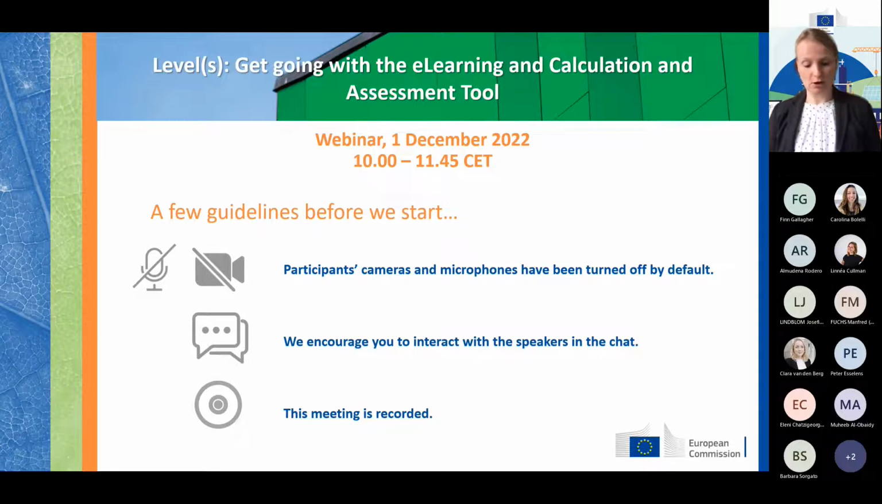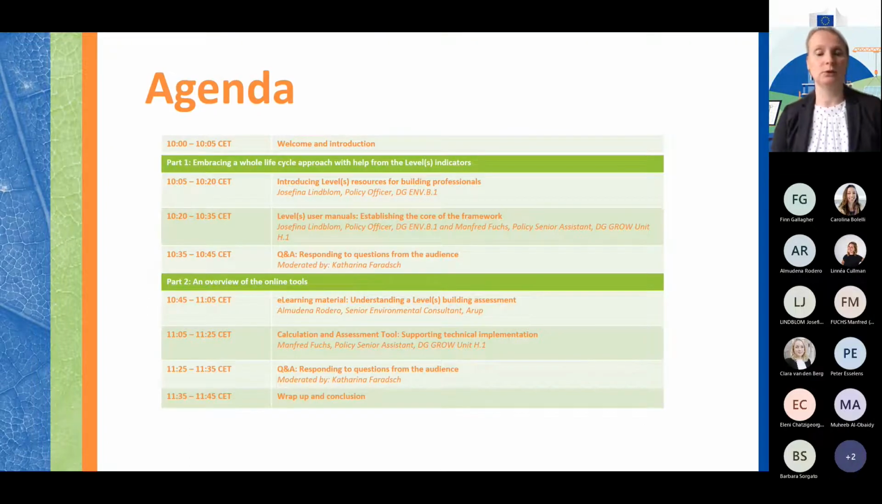Now, having said all of that, here is the agenda for today. We're going to look into a couple of different sessions, and we're going to start with an introduction to Levels, which is, of course, especially for those of you that are not that familiar with the setup, going to be quite interesting. But also for maybe those that have already some familiarity, this can be quite helpful to get reintroduced into what Levels is all about.